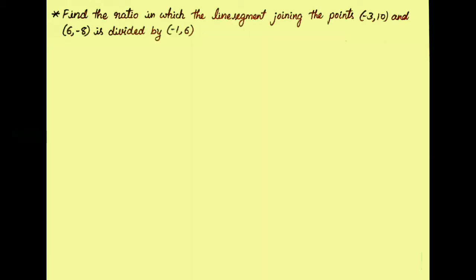See the next question. Find the ratio in which the line segment joining the points (minus 3, 10) and (6, minus 8) is divided by (minus 1, 6). In the previous problem, they asked to find the coordinates of the point P, but here they have given the coordinates of point P, and they asked to find the ratio in which the point P divides the line segment AB. It means we have to find m1 is to m2.